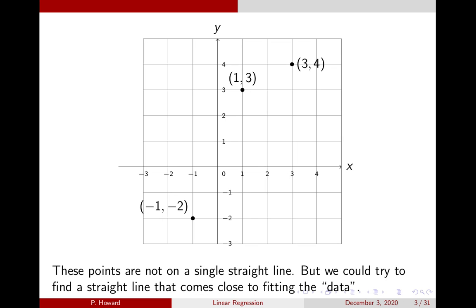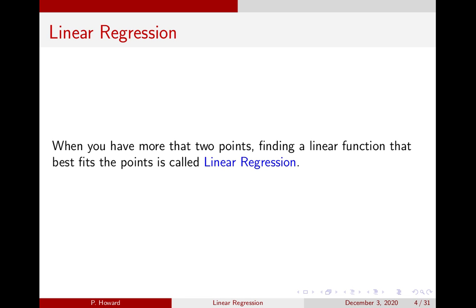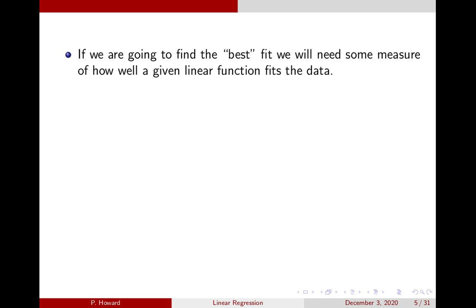But we could try to find a straight line that comes close to fitting the data given by these 3 points. Can't do it exactly, so we might be able to come close. When you have more than 2 points, as in the previous example, then finding a linear function that best fits the points is called linear regression. And that's what we're going to be doing for the remainder of this video.